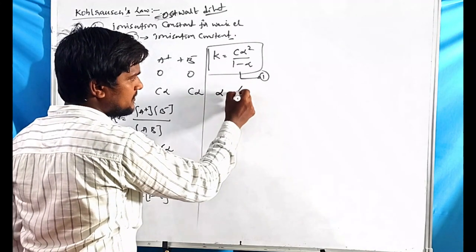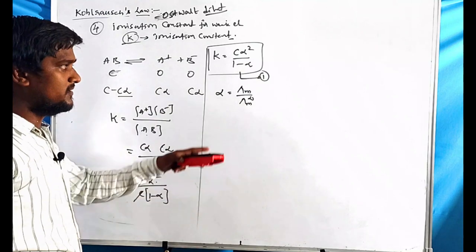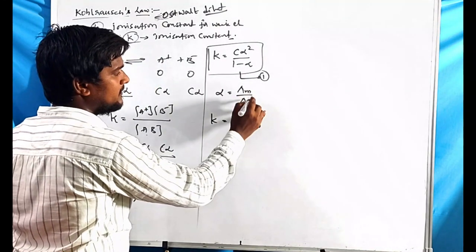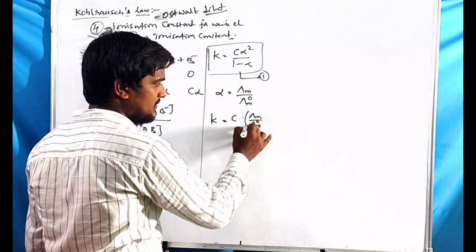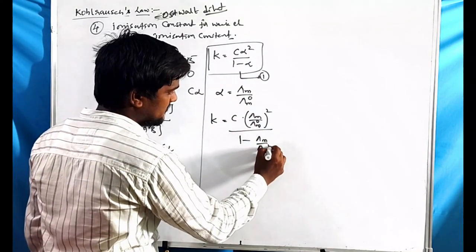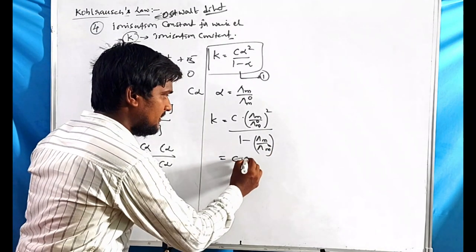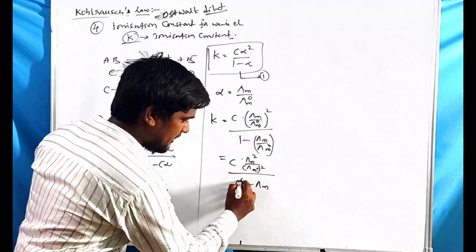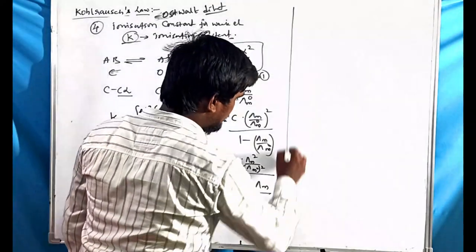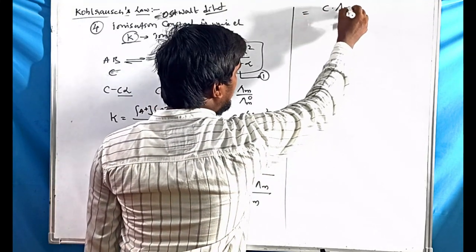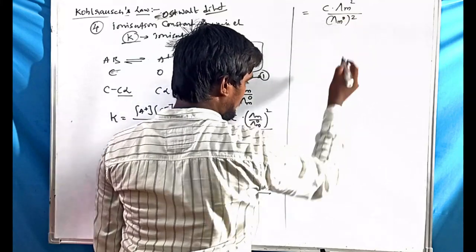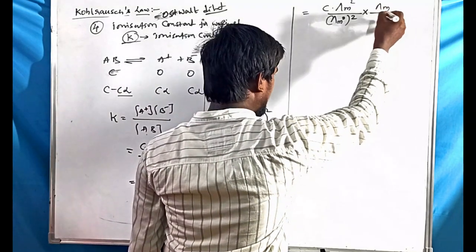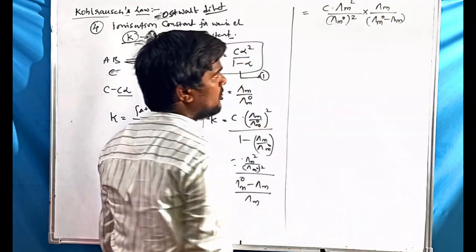With the help of degree of ionization, lambda m by lambda m at infinite dilution, which is denoted as lambda m naught, we will substitute this value over there. Now we get K is equal to C into lambda m by lambda m naught, by 1 minus lambda m by lambda m naught. Now here, C into lambda m square by lambda m naught square, divided by lambda m naught minus lambda m by lambda m naught. When the bottom fraction goes to the numerator, the fraction is reversed. Now we get lambda m by lambda m naught minus lambda m.